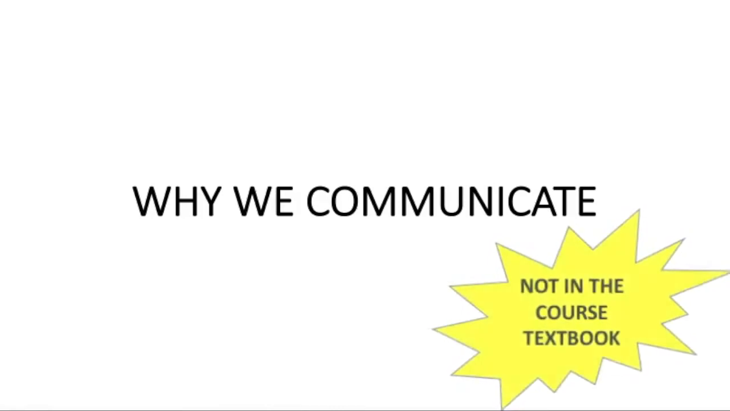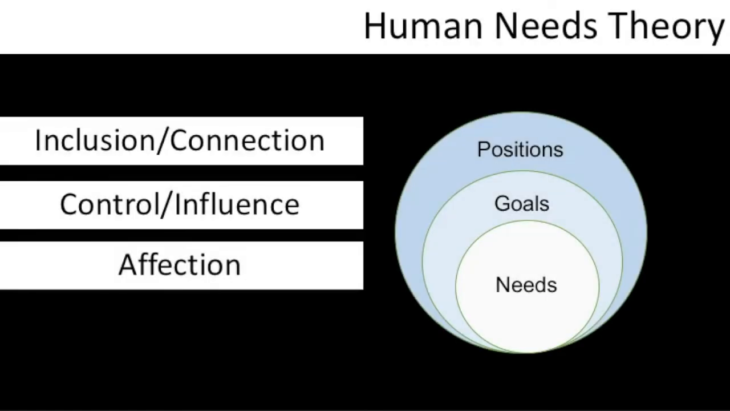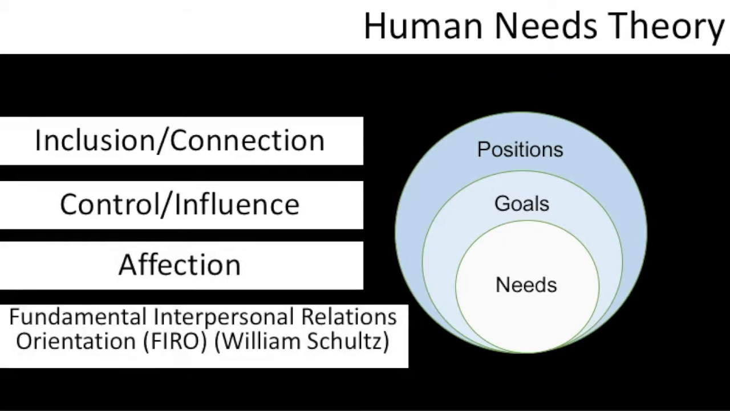Why we communicate. Let's go back to human needs theory. Last week, we discussed one model of human needs that includes the need for inclusion, control, and affection. This model is called the Fundamental Interpersonal Relationships Orientation, or FIRO, and it was developed by William Schultz in 1958. This model specifically identifies interpersonal needs, that is, those needs that we fulfill through communication in interpersonal relationships.